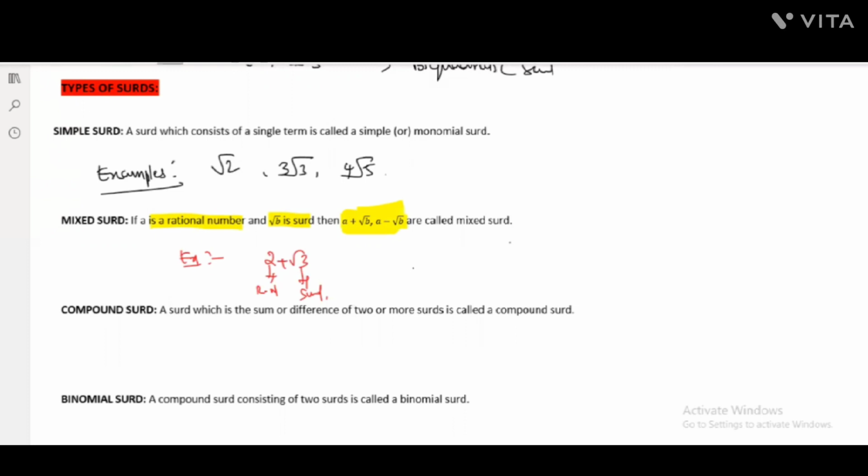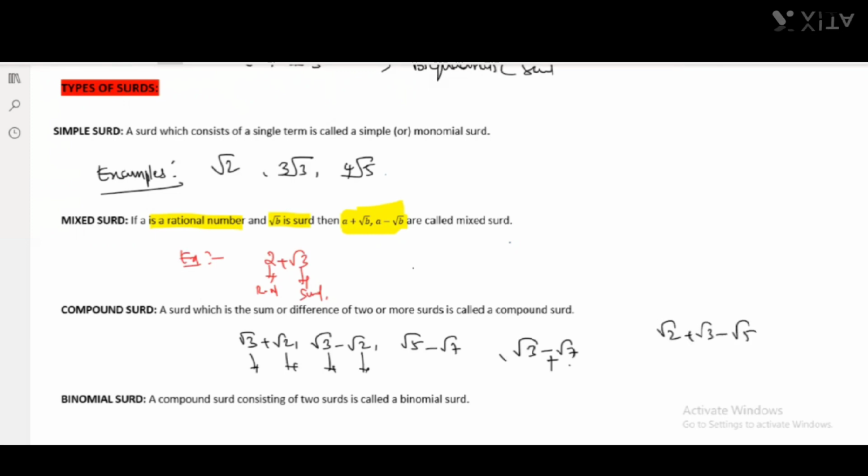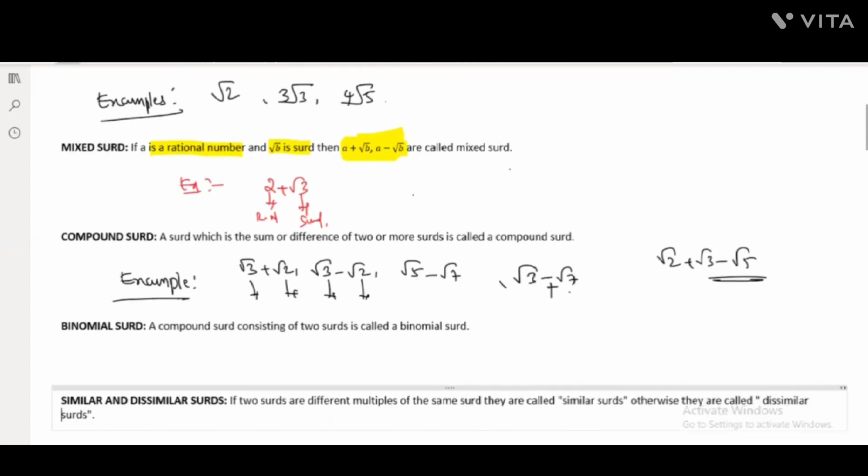Next comes the compound surd. In a compound surd, we have the sum or difference of 2 or more surds, like root 3 plus root 2, root 3 minus root 2, root 5 minus root 7, root 3 minus root 7, or root 3 plus root 7. Here both are surds only. It can also be the sum or difference of more surds, like root 2 plus root 3 minus root 5. These are the examples for compound surd.